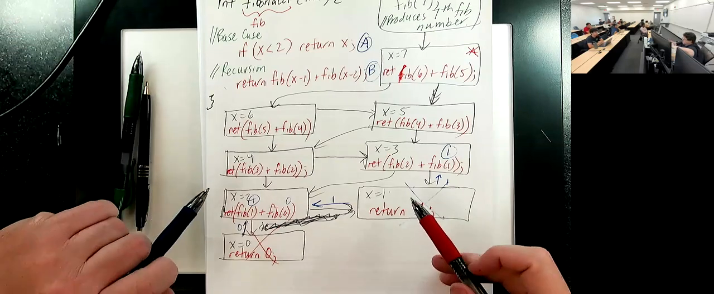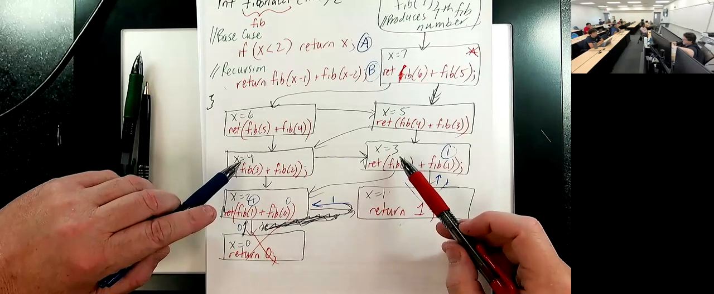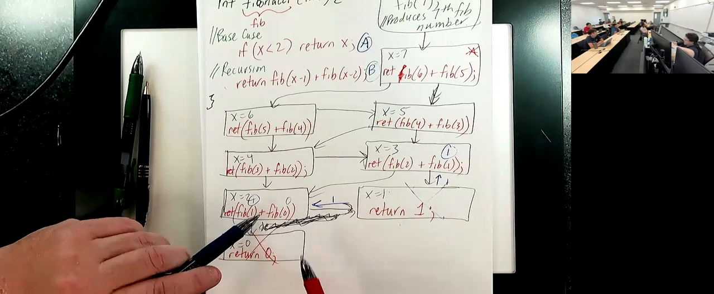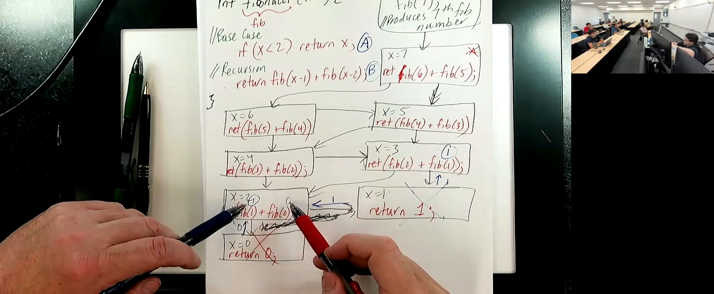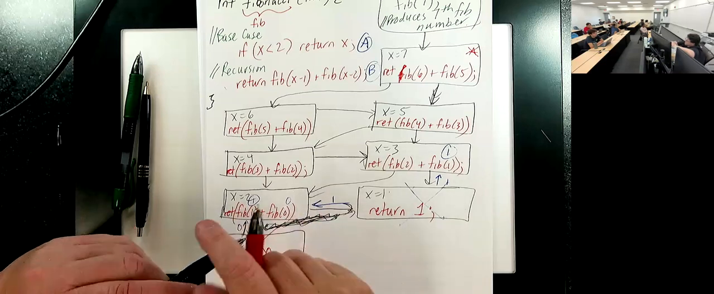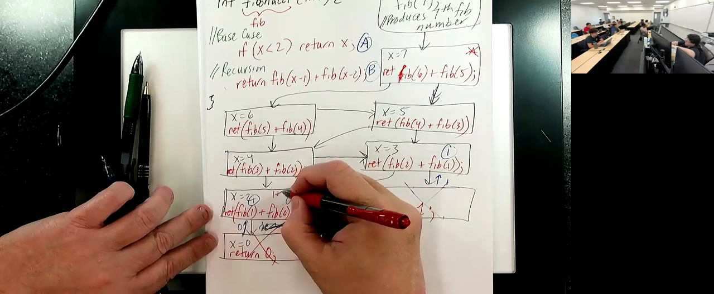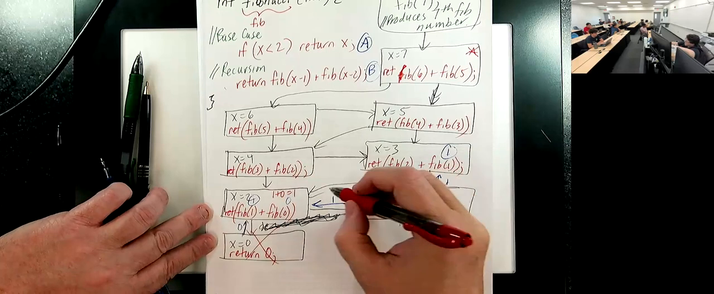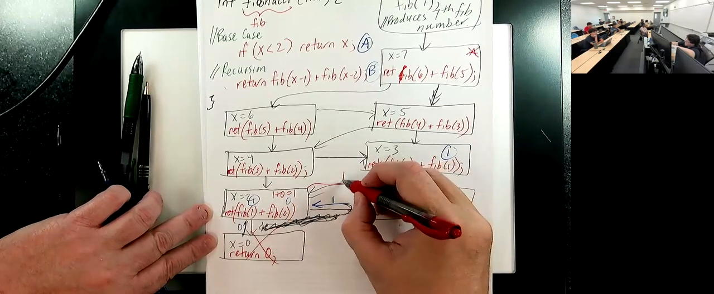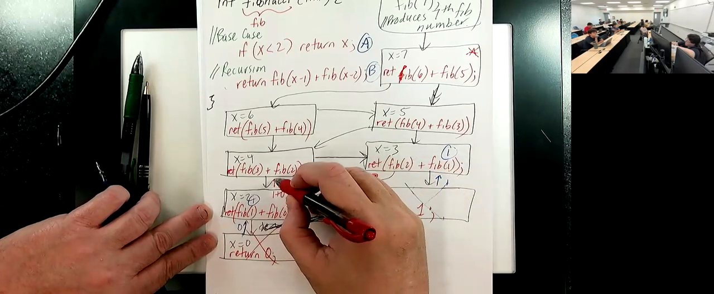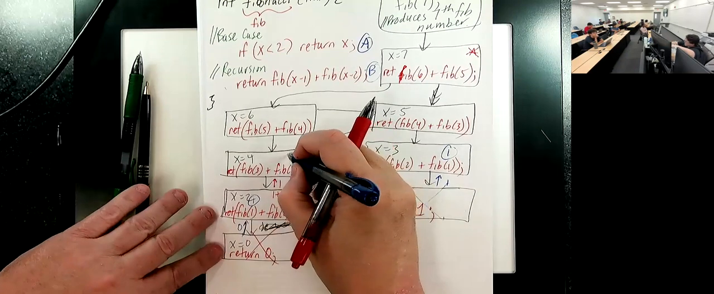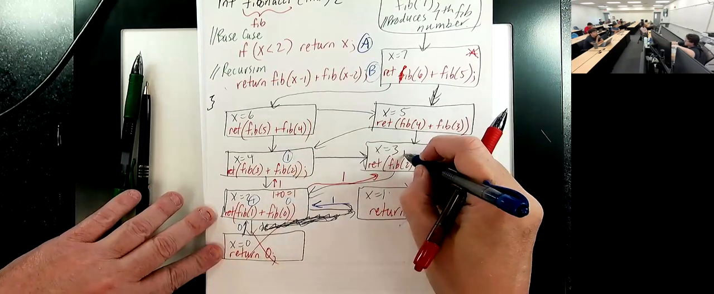Okay, so both of these need fib 2. Fib 2 has 2 numbers: it's got 1 and 0. So this is going to return 1 plus 0. 1 plus 0 is 1. So this one is going to return a 1, and it's going to return a 1 there. So fib 2 is 1. Fib 2 is 1.